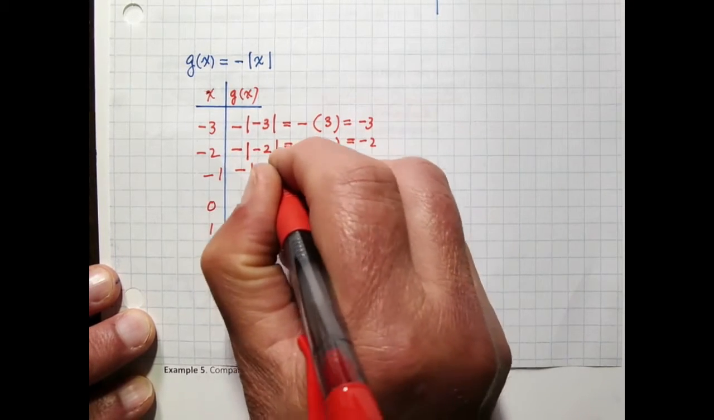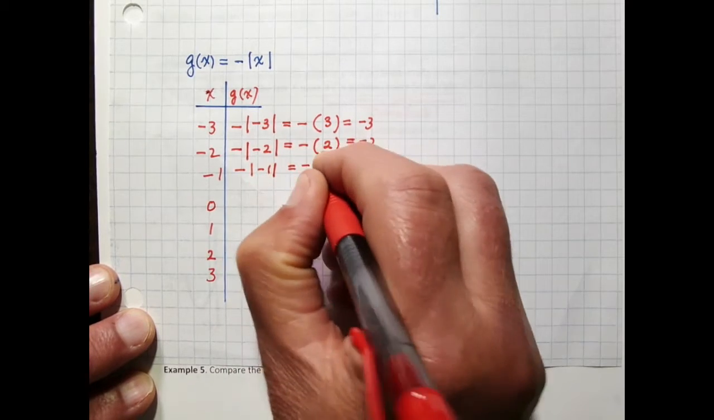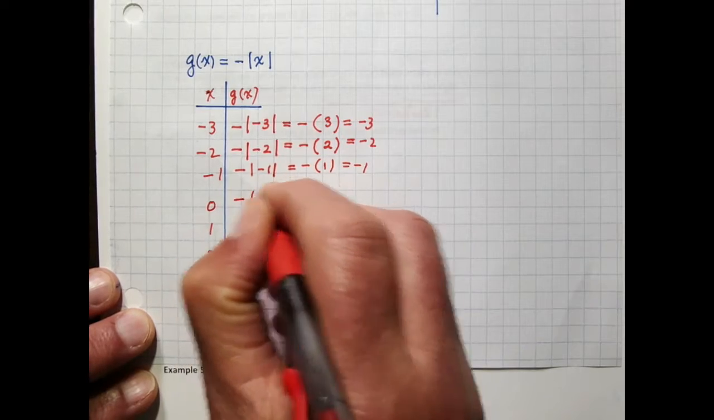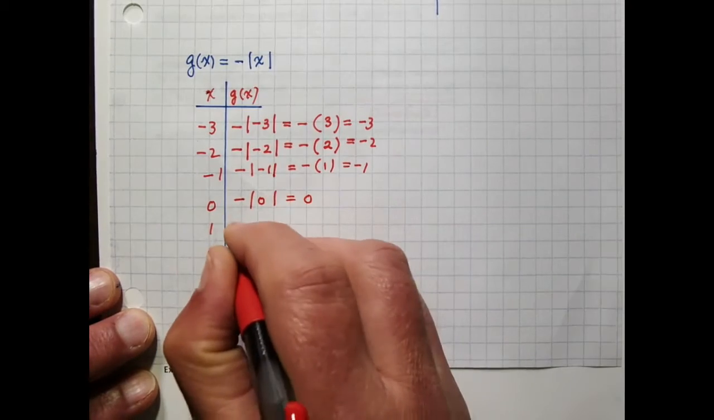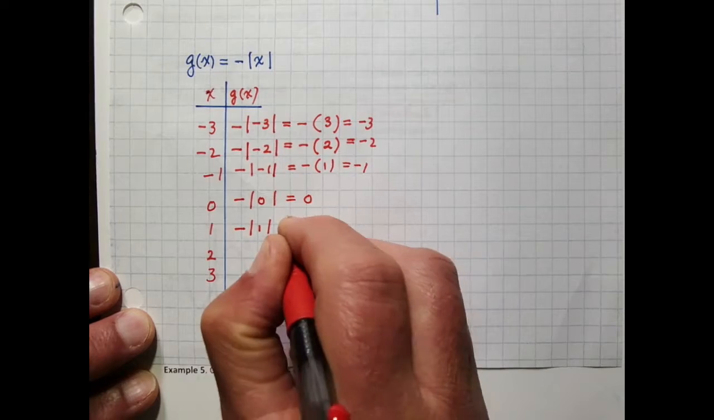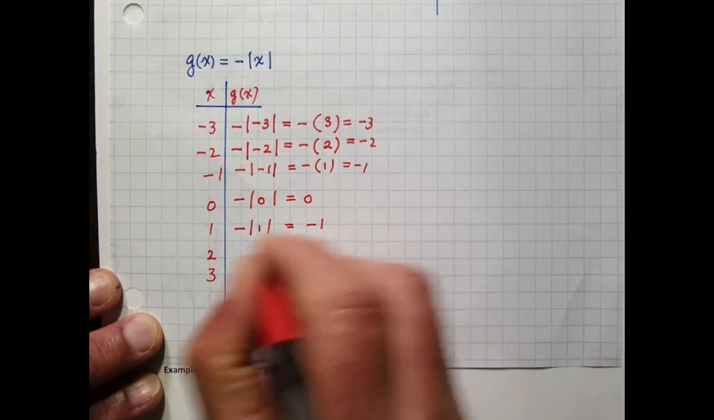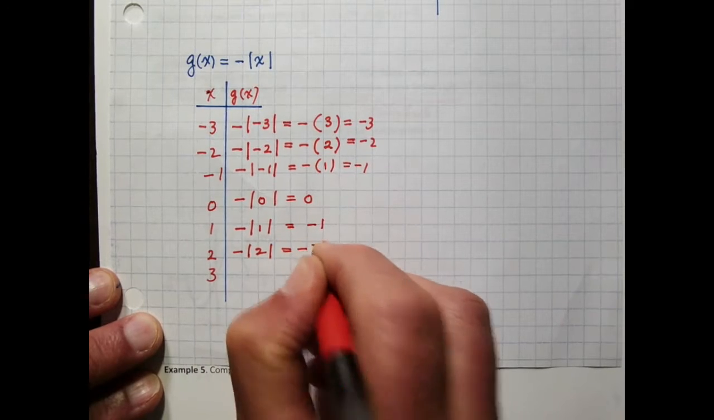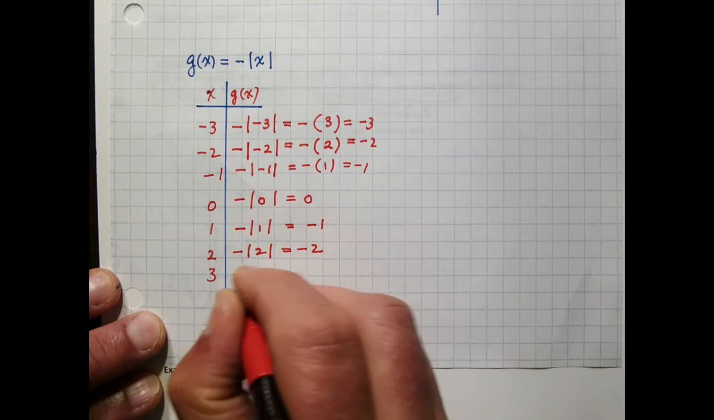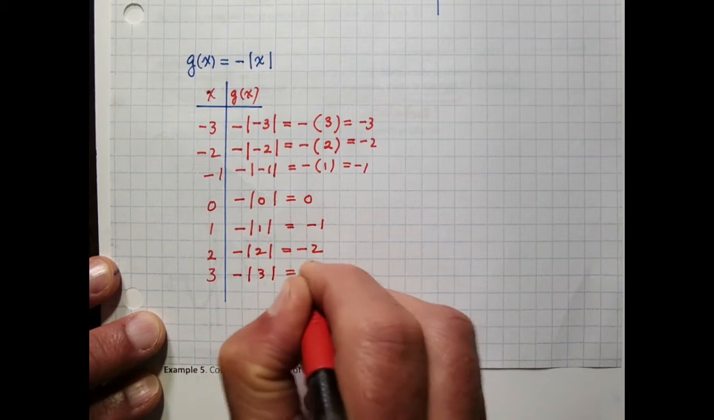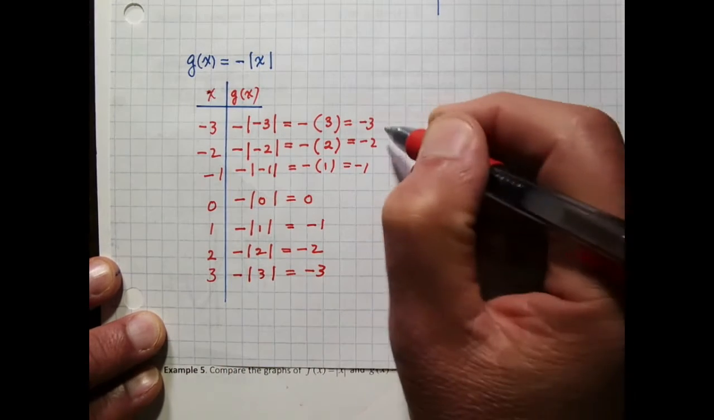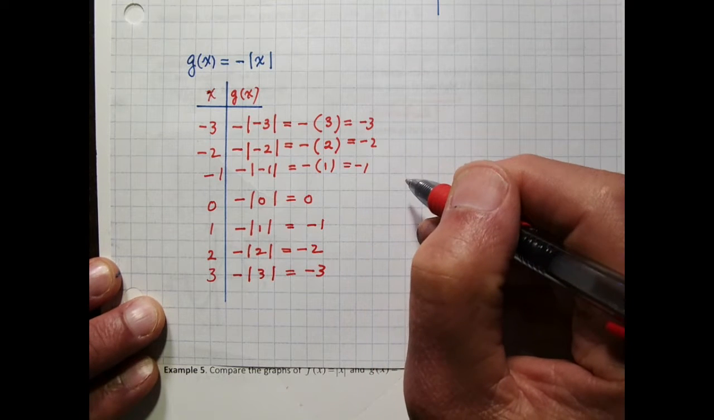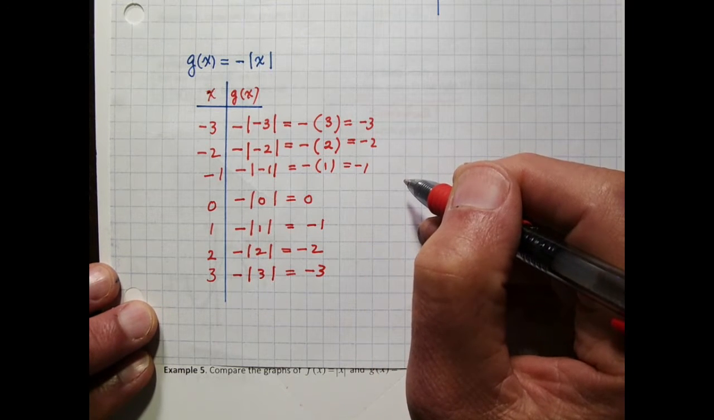Minus the absolute value of -1 is minus a +1, or -1. Minus the absolute value of 0 is just going to be 0. Now minus the absolute value of 1 will be -1. These I won't have to convince you so much. -2, and minus the absolute value of 3 is going to be -3. So notice all these y values are negative or 0. We have no positive y values.